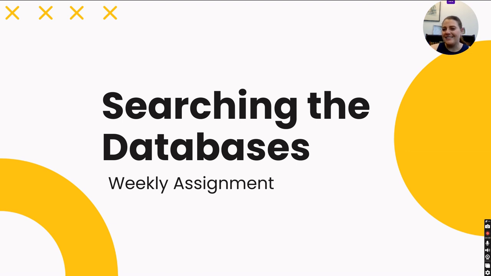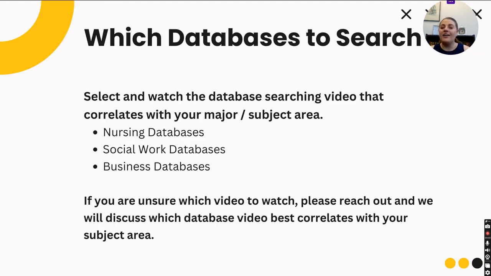Now, searching the databases. I have provided 3 videos for you, and they help you figure out which databases to be searching based on your subject area. I want you to select and watch the database searching video that correlates with your major or subject area. The 3 options are the nursing databases, social work databases, and business databases. If you're unsure of which video to watch, please reach out to me and we can discuss which database video best correlates with your subject area.